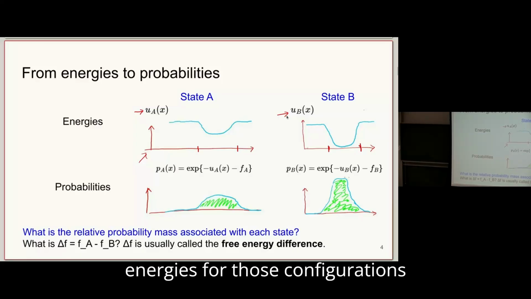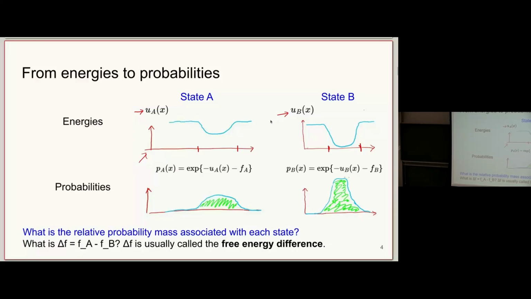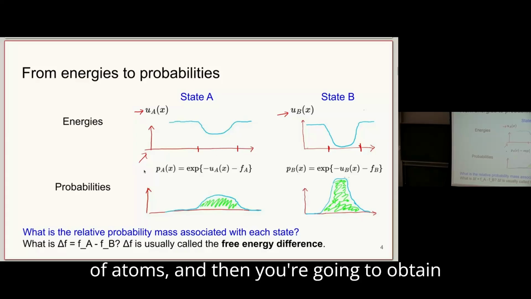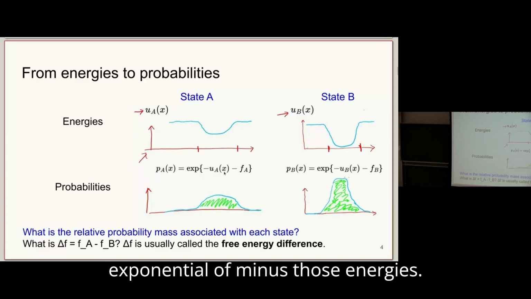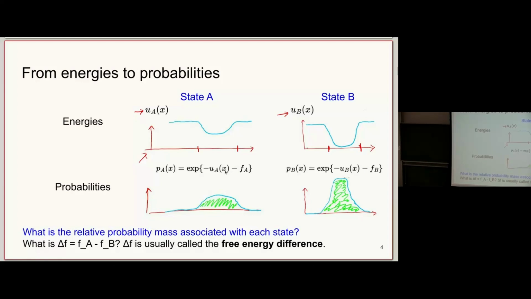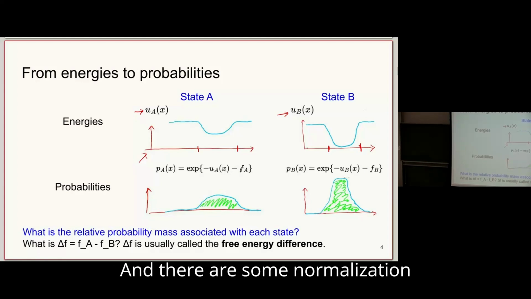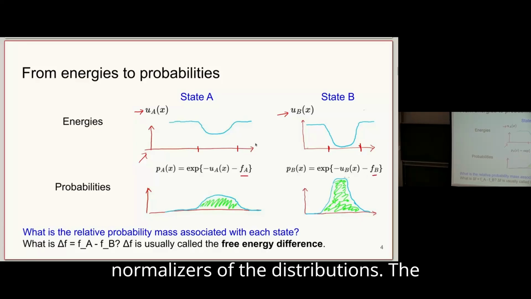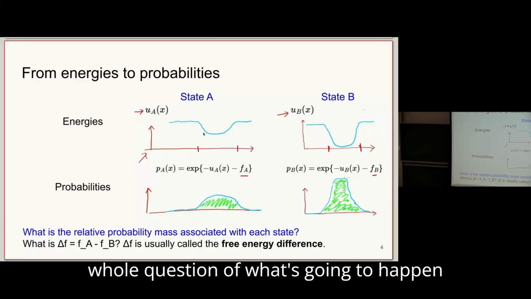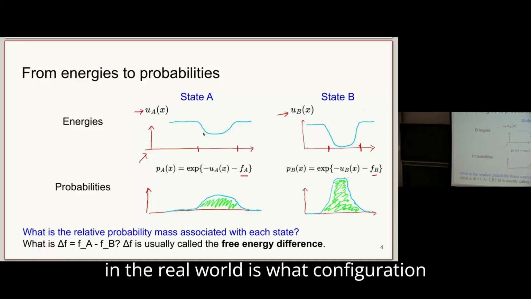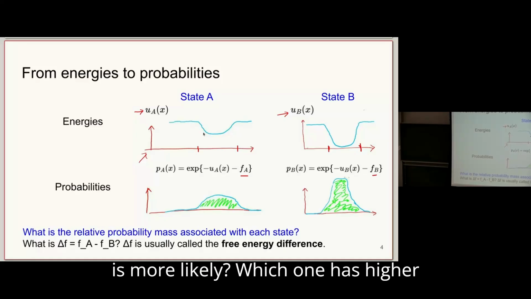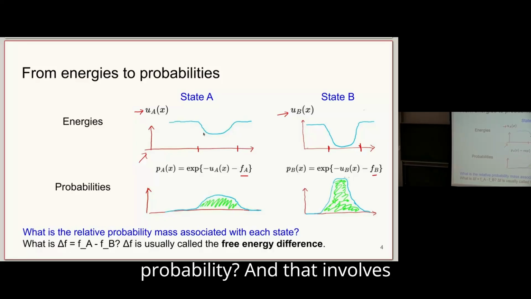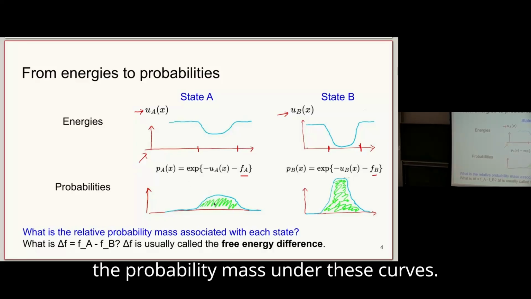You have energies for those configurations of atoms, and then you're going to obtain corresponding probabilities by taking the exponential of minus those energies. And there are some normalization constants here. These are the log normalizers of the distributions. The whole question of what's going to happen in the real world is what configuration is more likely? Which one has higher probability? And that involves the probability mass under these curves.